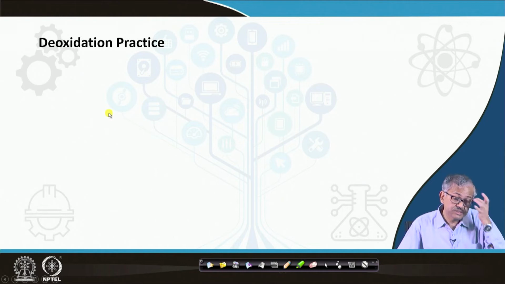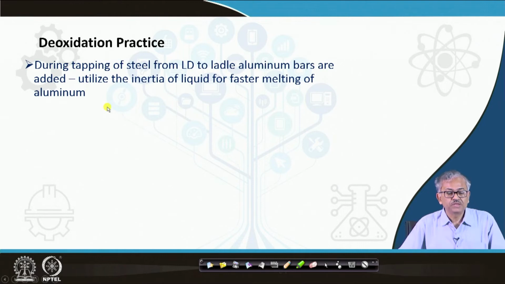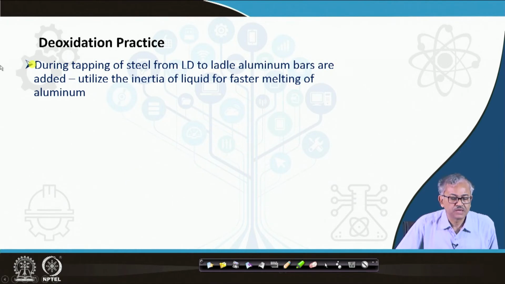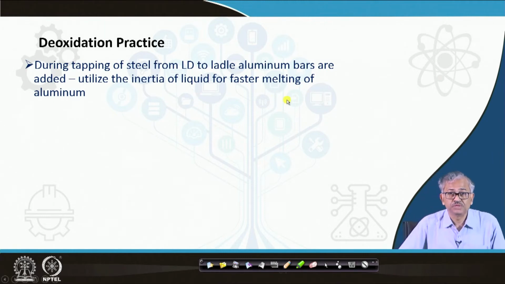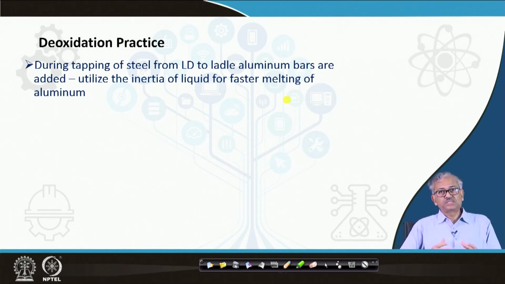So this is the way it functions, and now let us consider the deoxidation practice. What are the different deoxidation practices in use during tapping? You can do the deoxidation during tapping of steel from LD to ladle. During tapping of steel from LD to ladle, aluminum bars are added. You can add aluminum bars and utilize the inertia of the liquid for faster melting of the aluminum. That is one thing people do. Basically you require some starting energy because aluminum has to melt and then dissolve into the liquid bath. So you can use the inertia of the tapping stream to melt the aluminum bar, and then it can be dissolved and it will deoxidize.